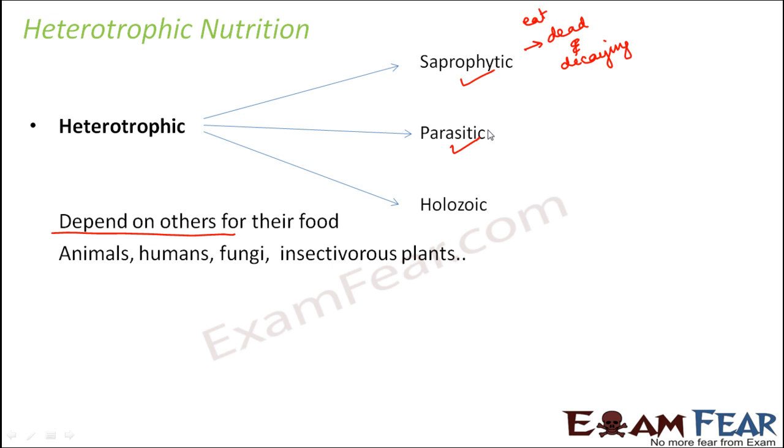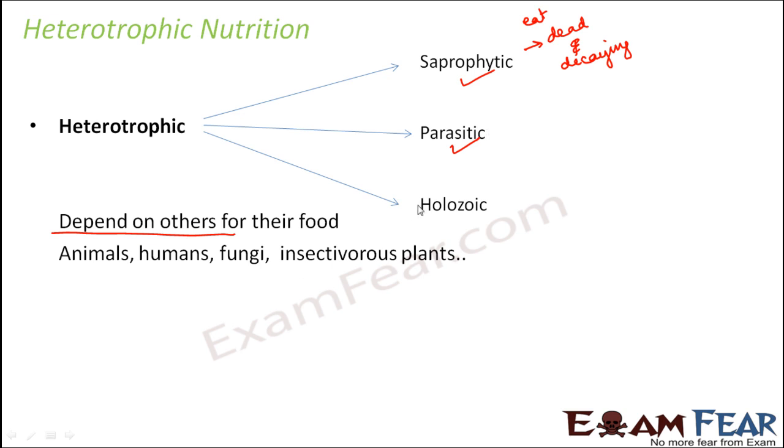If you think of examples like worms, there are several worms which live inside our intestine, right? Those worms derive their food from our body. That means they are heterotrophic. But in heterotrophic, what is their type? Parasitic, because they are living inside the body of another living organism. The worm is living inside the body of human beings, so they are parasitic.